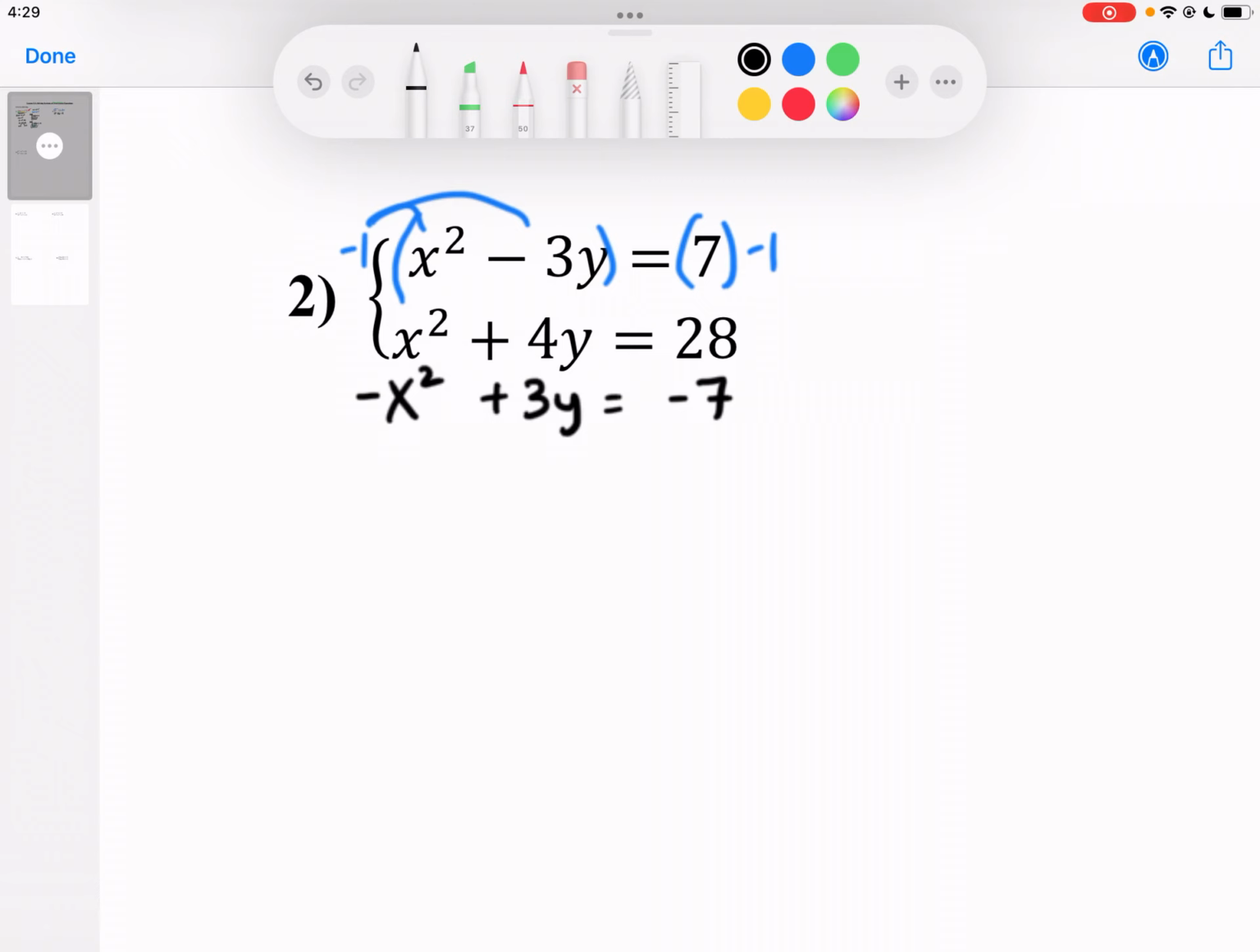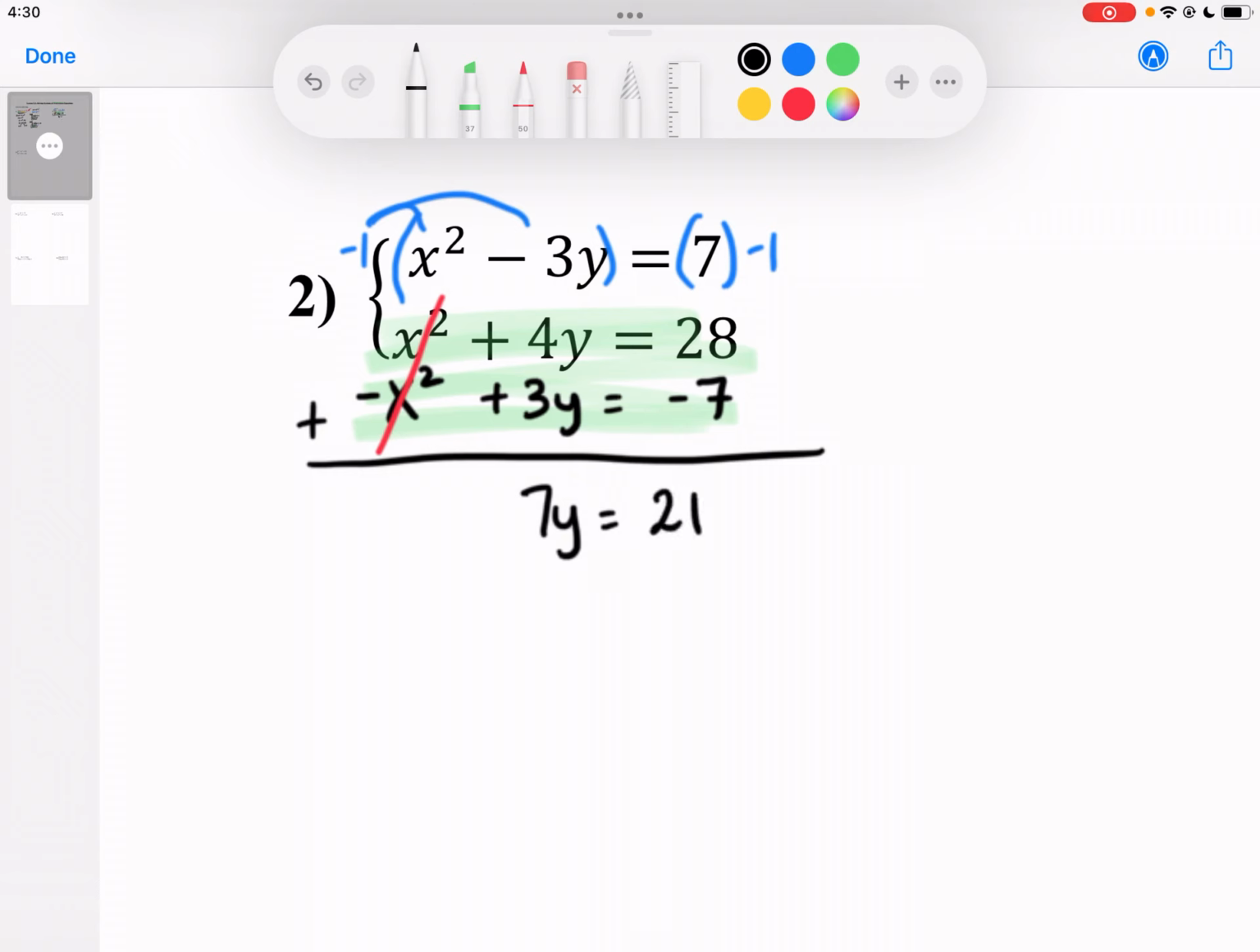And remember, when you do elimination method, so I'm using these two equations right here, you do want like terms to be lined up, or at least you just want to make sure you're only combining like terms. So x squared plus negative x squared, 0. 4 plus 3y is 7y. And 28 minus 7 is 21, or 28 plus negative 7 is 21.